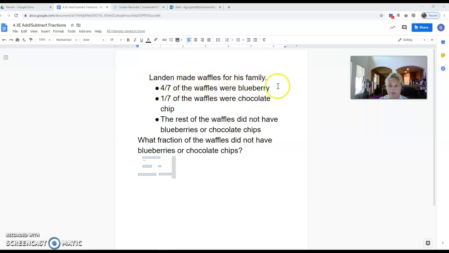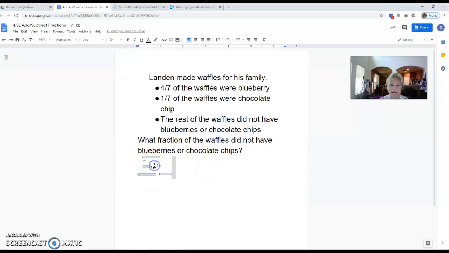Landon made waffles for his family. 4/7 of the waffles were blueberry. 1/7 of the waffles were chocolate chip. The rest of the waffles did not have blueberries or chocolate chips. What fraction of the waffles did not have blueberries or chocolate chips?